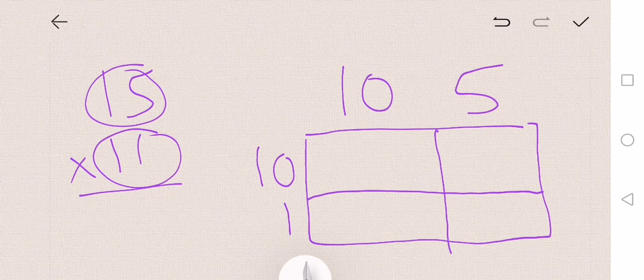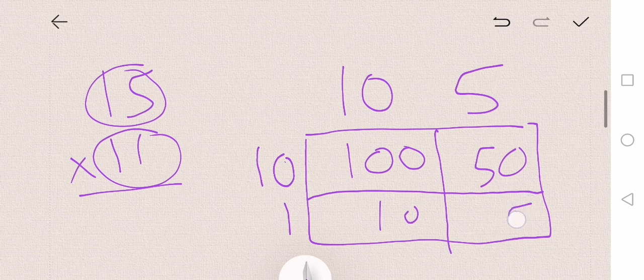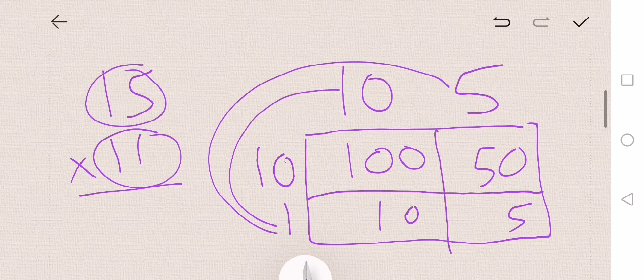Then what you have to do, you need to multiply 10 times 10, 10 times 5. So 10 times 10 is 100. It's a lot easier. Why 100? Look, 1 times 1, and there's 0 and 0. So it's a lot easier to do multiply. And then 10 times 5 is 50. Just 5 and the 0 is here. So that's why I think they like the grid or box system. 1 times 10 is 10, and 1 times 5 is 5.